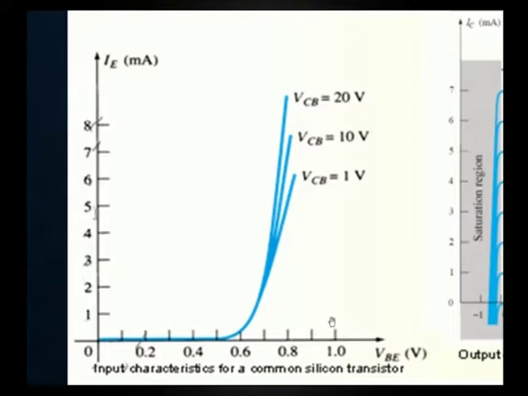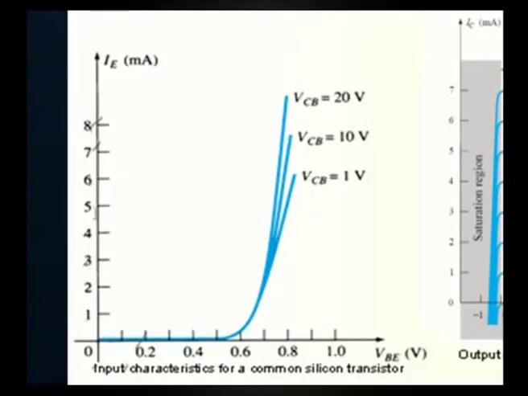For the input characteristics, the emitter current is plotted against the base to emitter voltage for different values of collector to base voltage. Initially, when we vary the base to emitter voltage, there is no increase in emitter current. The current is 0 till here, for values up to about 0.5 volts. After more than 0.5 volts, when we increase the base to emitter voltage, the emitter current increases.